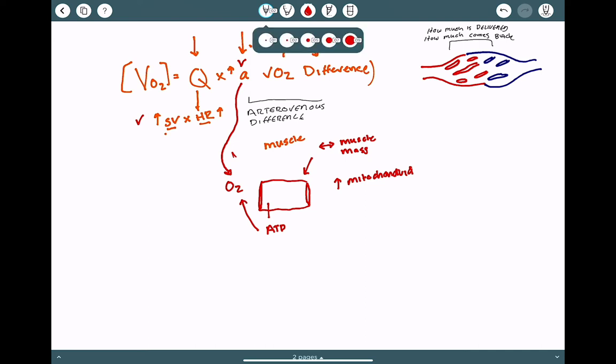So let's just switch this over here. Mitochondria, green looks like a good color. So we get more mitochondria the more we exercise, right? In an aerobic capacity, right? If we have more mitochondria, that results in more oxygen use, right? If we're bringing in more oxygen and we have more mitochondria, we can use more of that oxygen to create ATP.